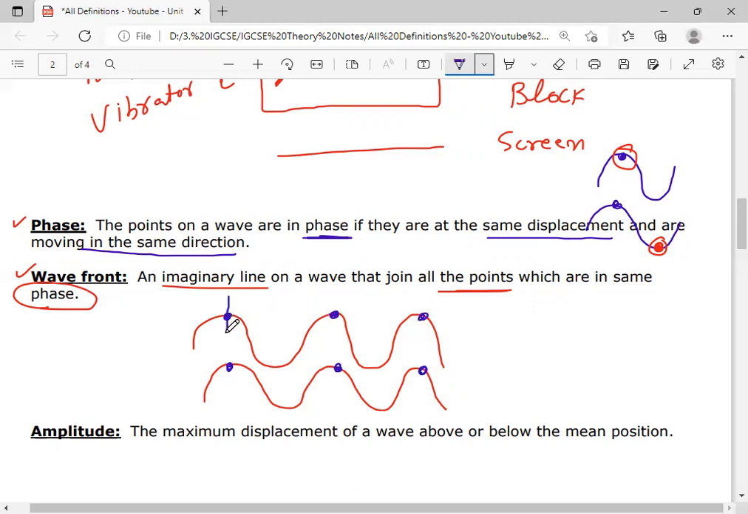Now if I join these points, then these are called wavefronts, and usually they carry the whole of the energy of the wave. So what is wavefront? It is compulsory that you write down the word: it is an imaginary line on a wave that joins all the points which are in the same phase.